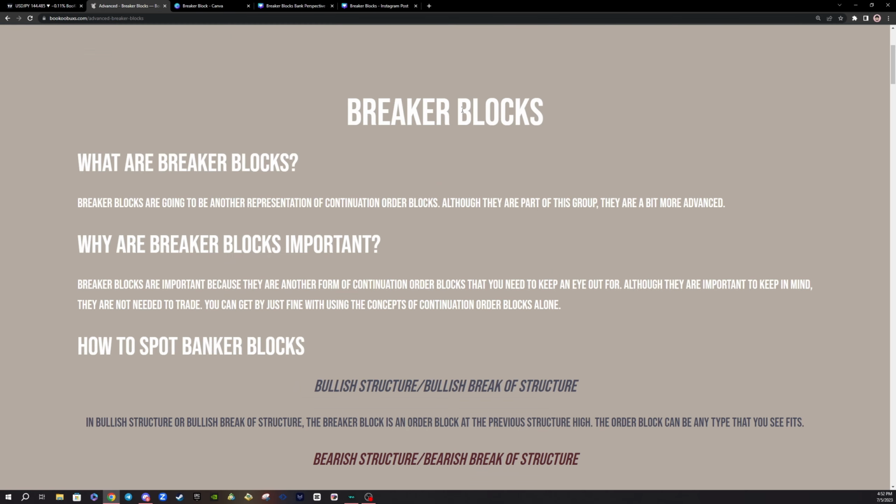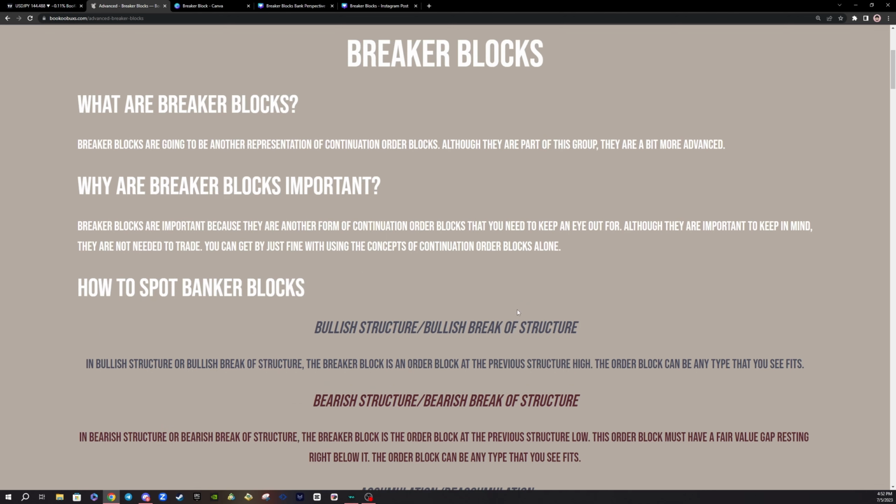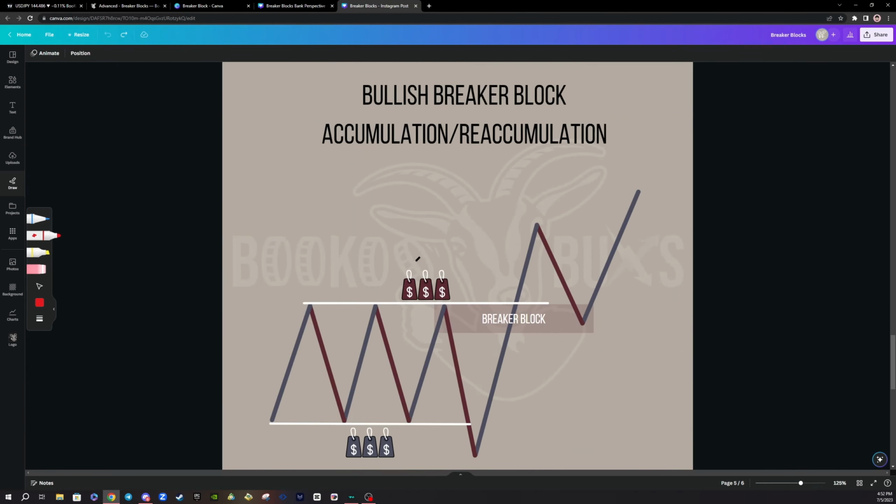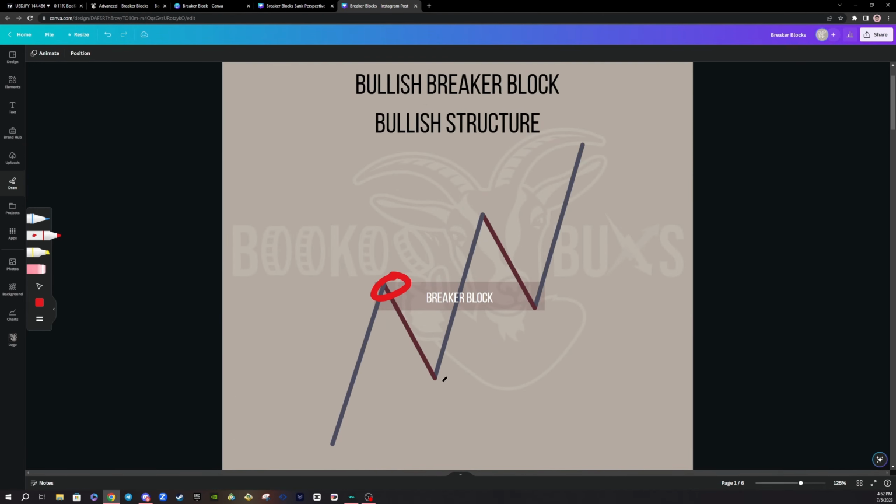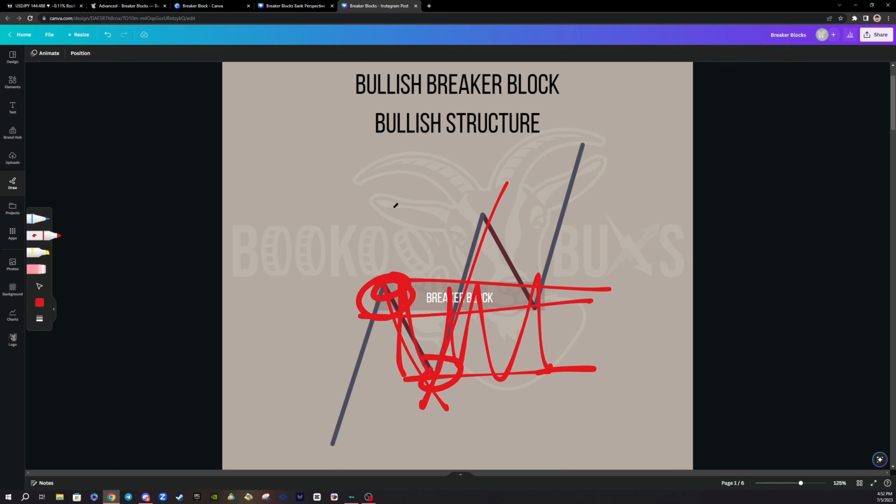So to wrap up, breaker blocks are part of the continuation order block. Actually, let me rephrase that because I don't want to confuse you guys. In bullish structure, you have an entire sell to buy move. The breaker block is the starting point at which they sold before they bought. Instead of marking up the entire order block, you're only marking up the start of it, which is up here.